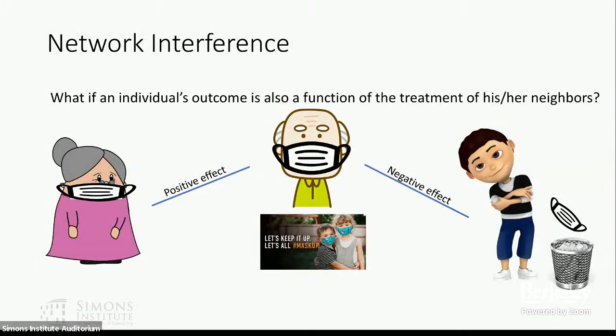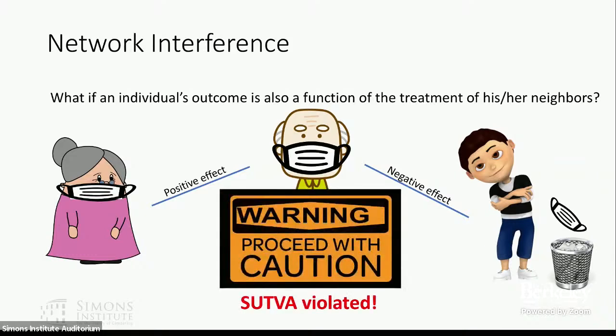And so in this talk, we really want to focus on how to deal with network interference. So what if an individual's outcome is a function of the treatment of his or her neighbors? For example, here, let's say this grandpa is wearing a mask, and it could have a negative effect on this teenage boy on the right, but maybe a positive effect on the neighbor on the left. And the issue is, once you introduce this network interference, you have to be very careful. A lot of the classical results do not hold.